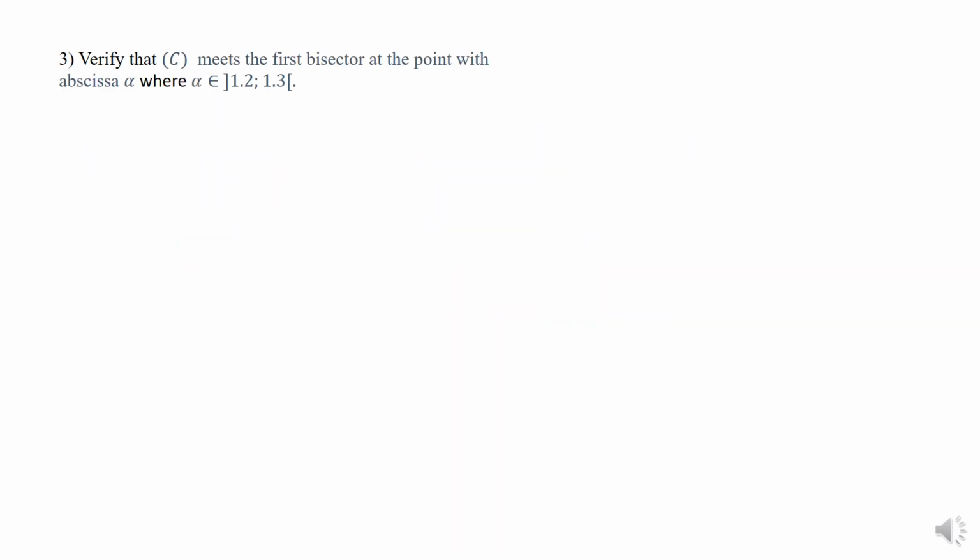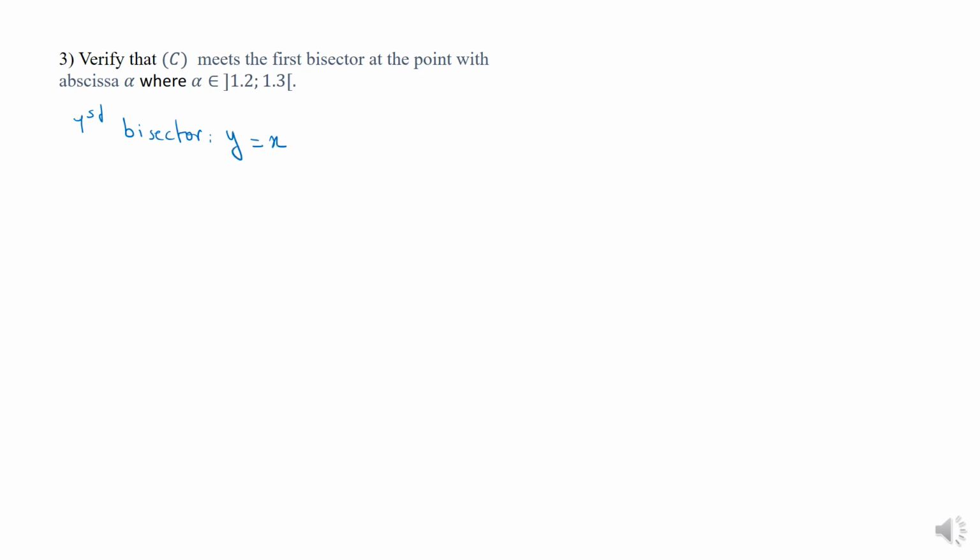Part 3, verify that C meets the first bisector at the point with abscissa alpha where alpha is between 1.2 and 1.3. Pay attention here, you are not asked to find the exact value of alpha, but the range. But we will start by solving this problem with the classical way to find the intersection between two functions. The equation of the first bisector is y equals to x.